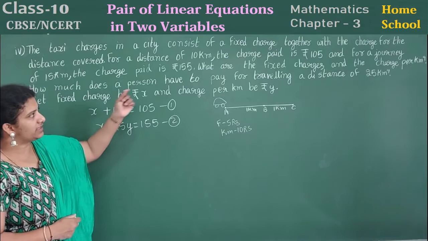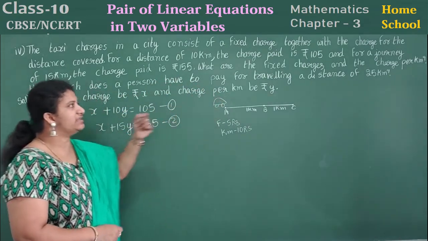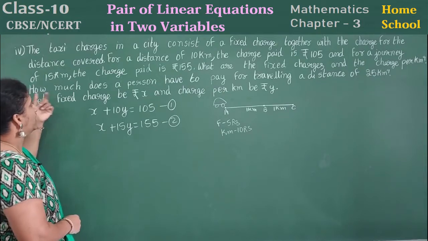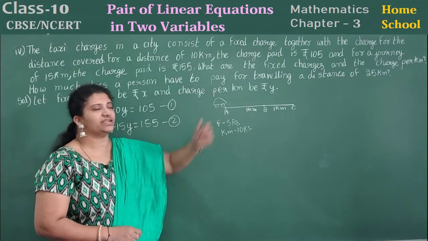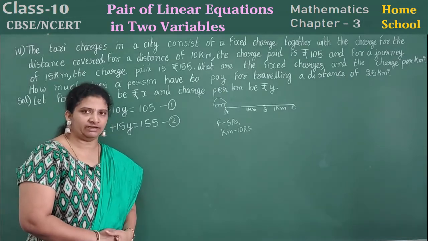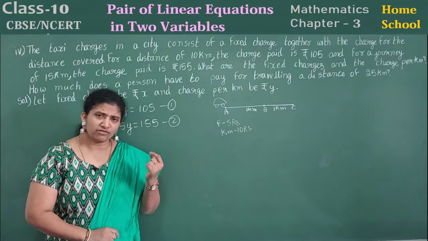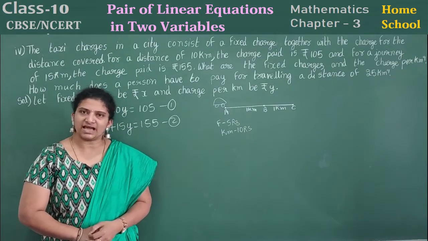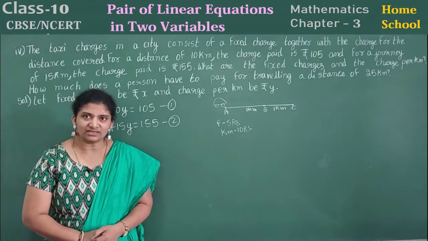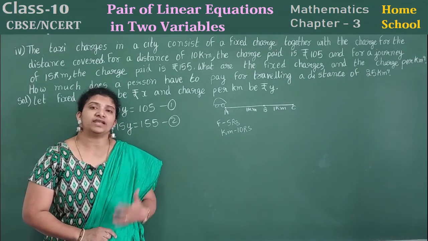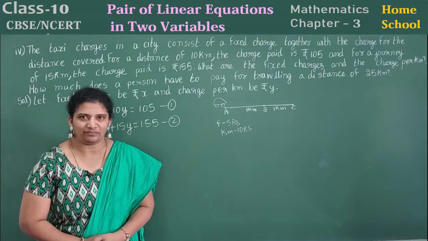So let's read the continuation of the problem. What are the fixed charges and the charge per kilometer? How much does a person have to pay for traveling a distance of 25 kilometers? See here, two sub-questions are asked. Find the fixed charge and the kilometer charge, and suppose he travels 25 kilometers, how much amount does he need to pay?